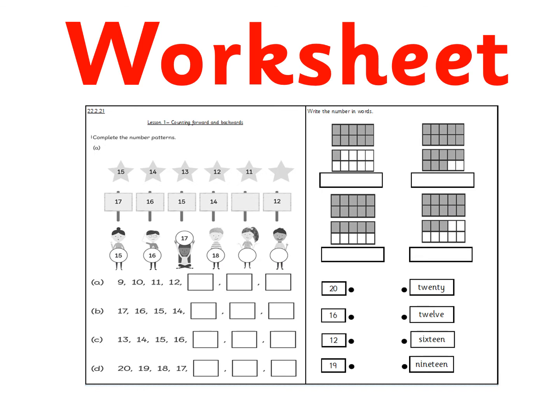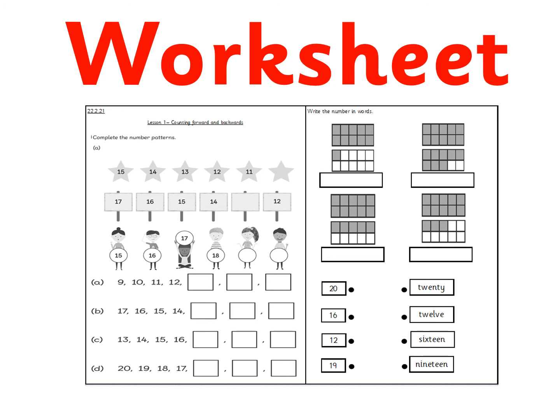Right, so here is the worksheet that you will find in your work pack. So I'd like you to get your worksheet out, and all we are doing is finding the missing spaces, counting forwards and backwards, and writing some of those numbers in words, okay? So the first one you need to do is look at the stars. It's counting backwards. 15, 14, 13, 12, 11. You need to fill in that star. And then underneath we've got another gap. And then the children are holding numbers and we've got 2 spaces. And then I want you to fill in all those ones along the bottom.